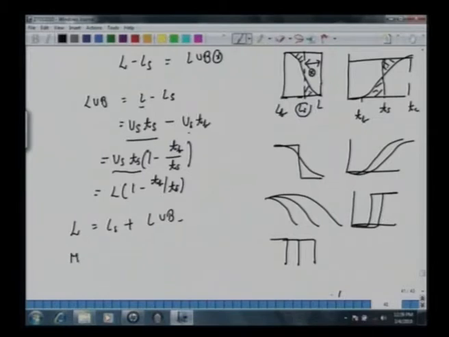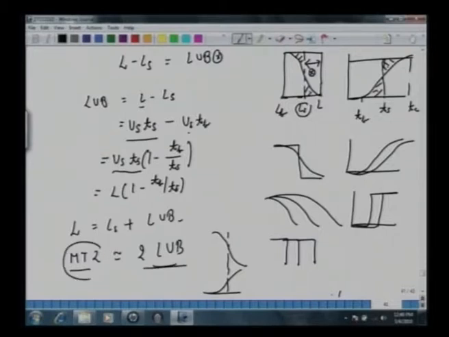We can also write MTZ as approximately twice of LUB. Why approximately? Because generally if the waves are symmetric like this, or the breakthrough curve is symmetric like this, it will be approximately twice the length. Otherwise, to calculate MTZ, there are several correlations that have been reported. So based on these arguments, now we can take an example.